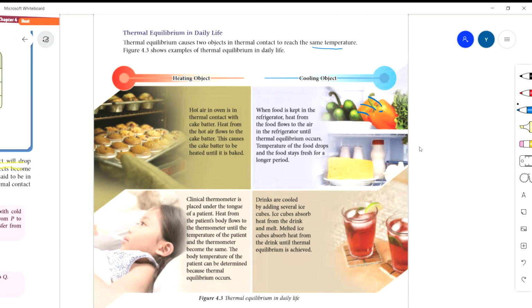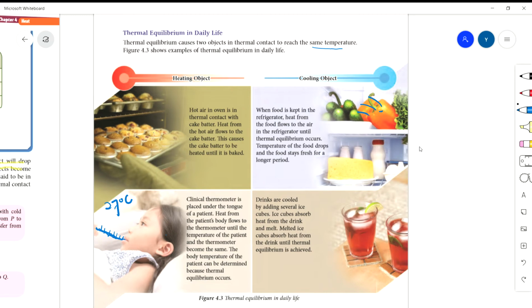Okay, so this is another one, our clinical thermometer. Before we use it, its temperature is the same as the surroundings, let's say 27 Celsius. When you put it inside your mouth, the heat from your body is transferred to the mercury inside there. So the mercury will expand. Sampai bila dia nak stop? Sampai no more heat transfer.